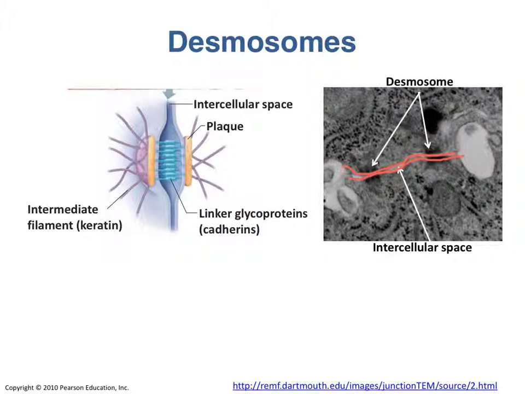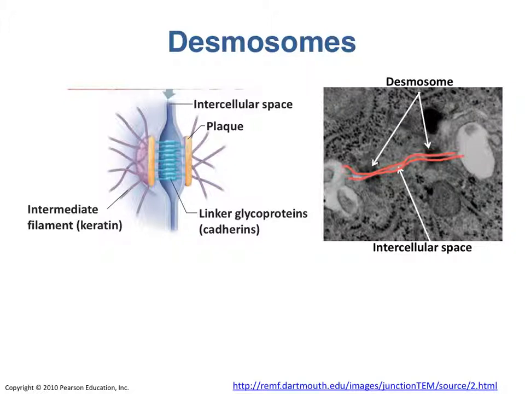Within each cell, these surface proteins are attached to strong intermediate filaments of the cytoskeleton. So it's not just plasma membrane being attached to plasma membrane, and the plasma membrane is a pretty delicate structure, but it's actually cytoskeleton of one cell anchored to the cytoskeleton of the other cell. These junctions give tissue mechanical strength, so tissues can stretch and flex, and the cells won't get pulled apart.